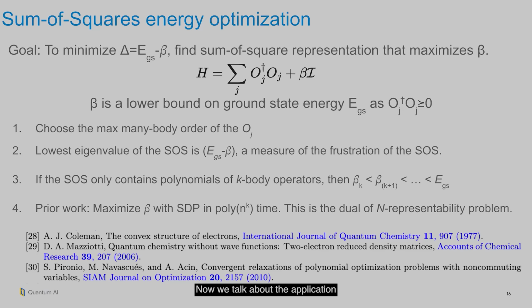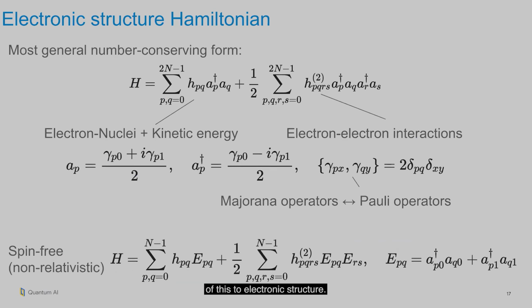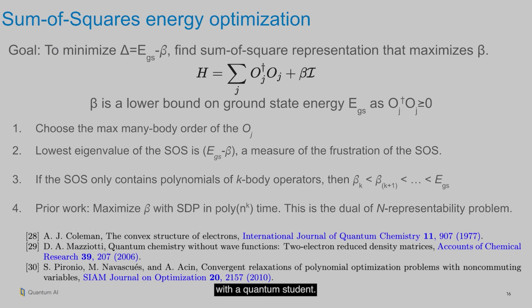Now we talk about the application of this to electronic structure. Sorry, can I ask another question? Yeah. So in the previous slide, the fourth point, you wouldn't have this problem if you use a quantum SDP solver. You should get much better.